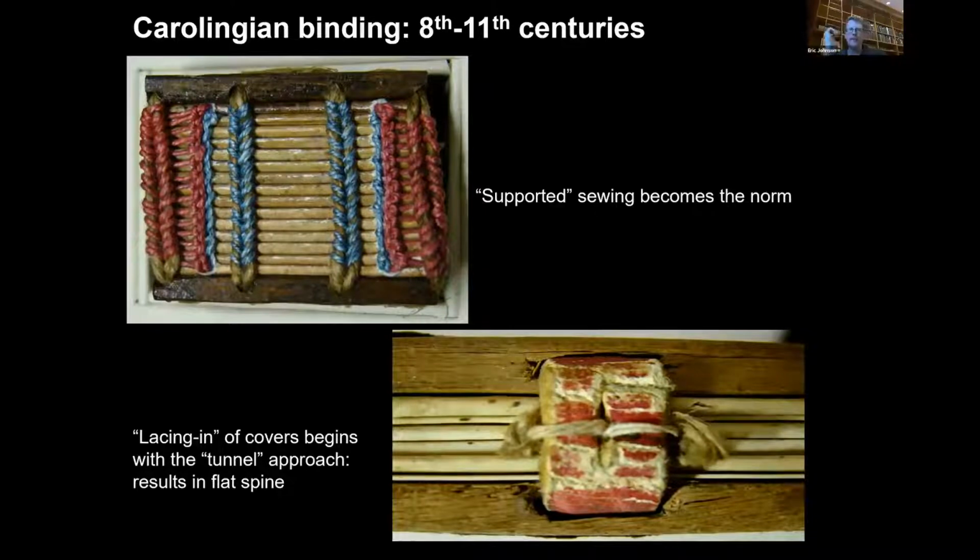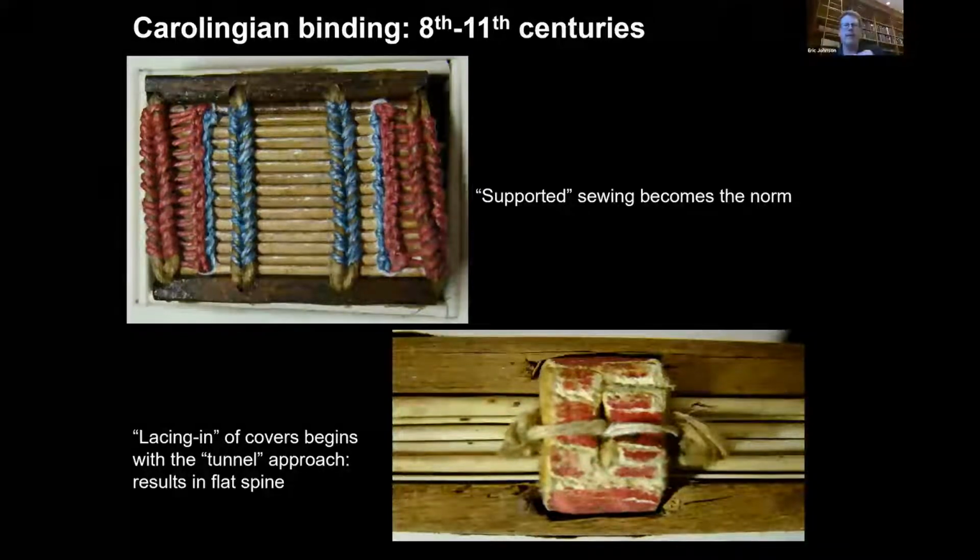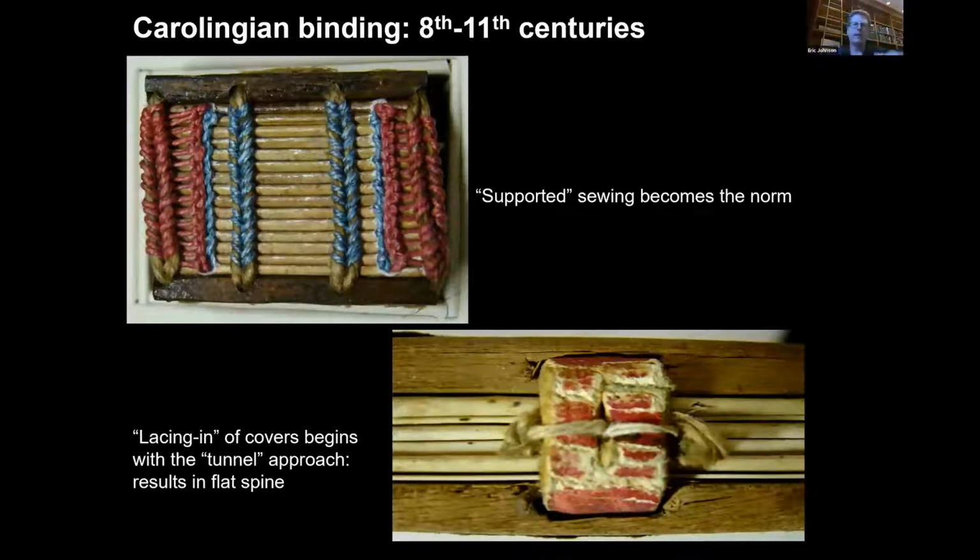So if we look at the image on the top left, you're going to see these double cord supports, and the red and blue binding thread goes through and does a figure 8 around each of the double cord sewing supports. What this winds up doing, in contrast to chain link stitching, is that the supported sewing provides essentially the girders for a very sound structure for your manuscript binding.